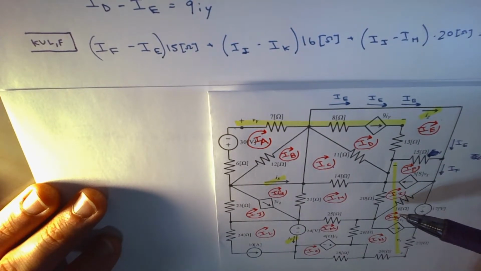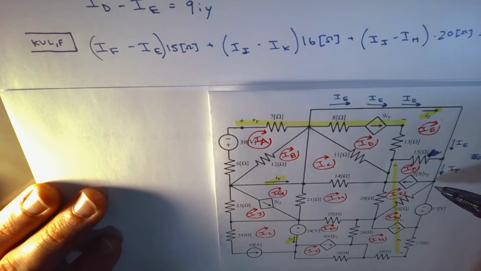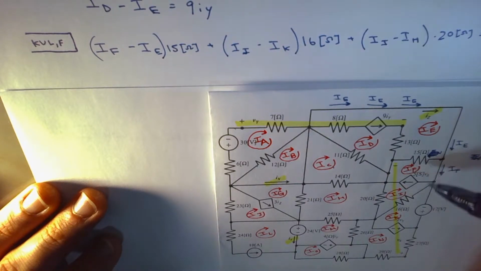But we still need one more. Hopefully you can see what that is. That's going to be 5 Siemens Vx equals IF minus II.